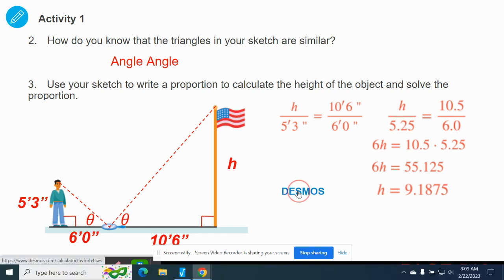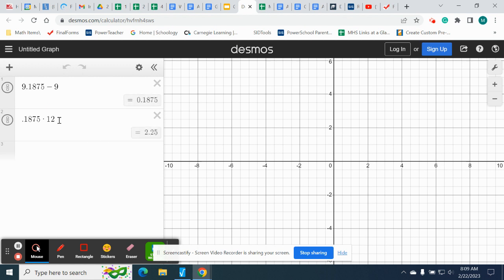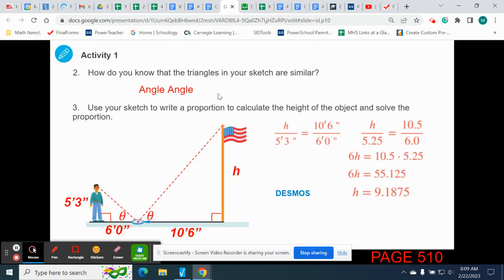Okay, again, now we want to go back to see how many feet and inches that is. So a little reminder here in Desmos. So 9.1875, well, let me take the full 9 feet off. So subtracting 9, that leaves me with just the 0.1875. So that's the part of a foot I have. There are 12 inches in a foot, so if I multiply that by 12, I get how many inches? So 2.25 inches there. So that's 9 feet, 2.25 inches, or we can say approximately 9 foot 3 inches there.